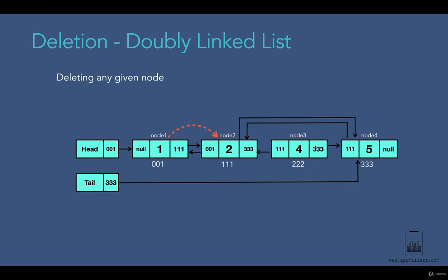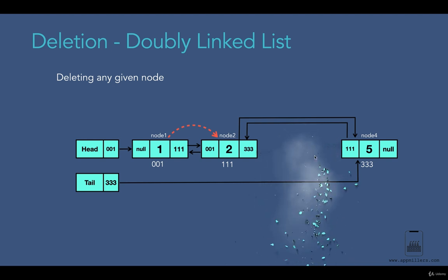Now with this you see that node 3 is not referenced by any node over here, so this means that the garbage collector can come and delete this one from the memory. Now after deleting it, the next node that comes after node 2 becomes node 4, and we have a forward link and a backward link between them. Now with this we have successfully deleted a node from any given location in a double linked list.